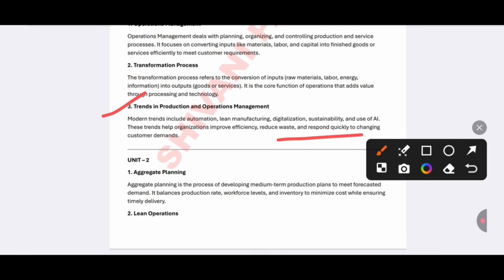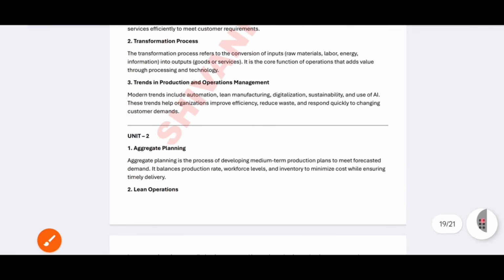Yes or no? Compared to the traditional, modern AI is coming and automation is there. So this will be helpful to communicate with the customers easily and very fast, and it will also help improve the effectiveness and efficiency of the work. So these 3 questions are enough from unit number 1.